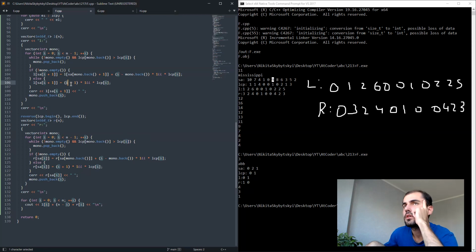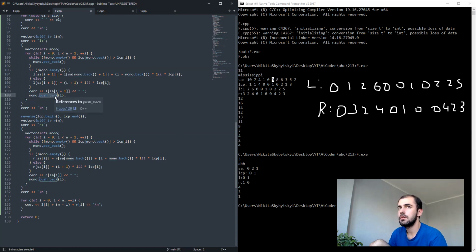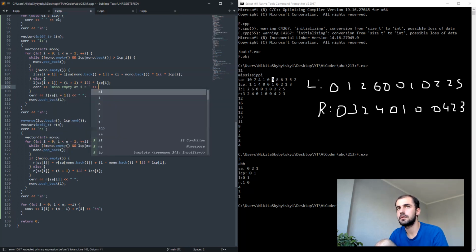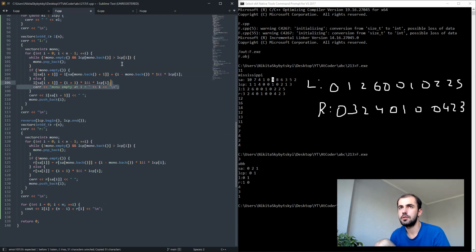Wait, does this actually work? When mono becomes empty, it is empty originally. After that we always push back a value, and it only becomes empty if our value is greater than everything before. So if our value is the new minimum, then mono can become empty. I should just do this. Empty at I equals I. Should honestly just do this.